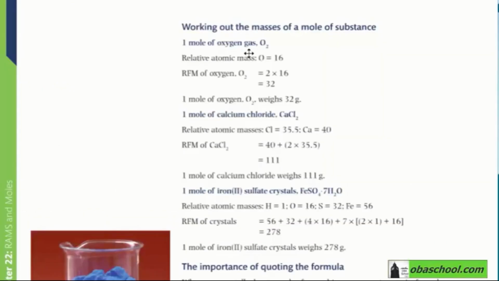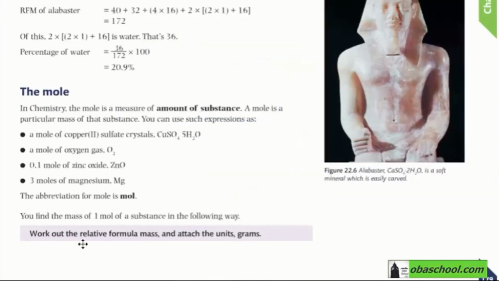Working out the masses of a mole of substance. The first example is 1 mole of oxygen gas, O2. First, we'll obtain the mass of oxygen. We said before to find the mass, we should find the relative formula mass and put the units grams.